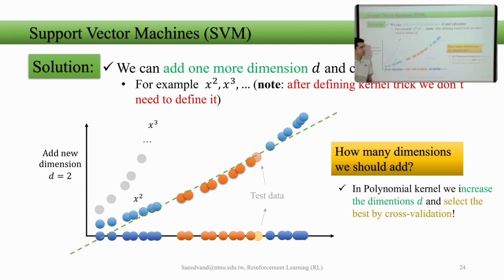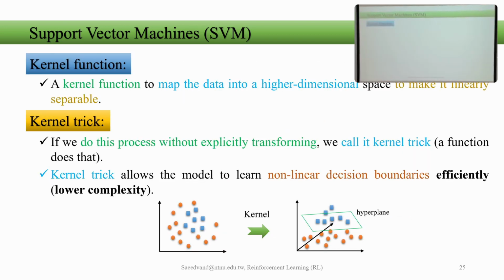So I answered how many dimensions you should use: you can try it with cross-validation. And now we want to talk about kernel functions. First of all, we define the kernel function. Second, we talk about the kernel trick. The kernel function is what we've seen: map the data into a higher dimension to make it linearly separable, so we can draw a line to separate.